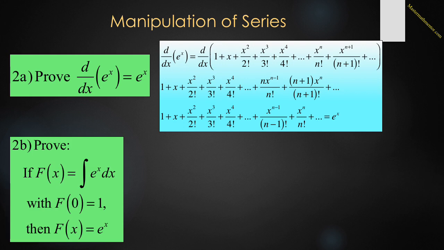2b asks us to prove that if capital F of x equals the integral of e to the x dx with capital F of 0 equaling 1, then capital F of x has to equal e to the x.